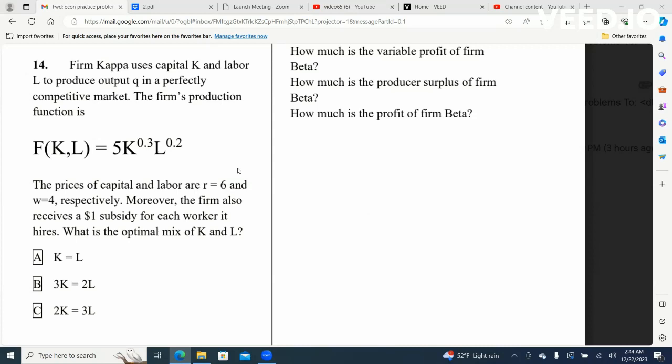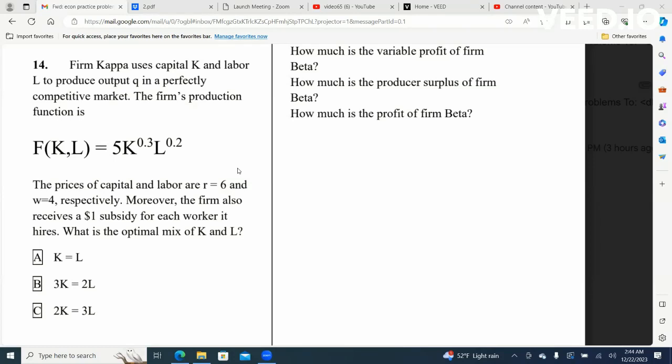So all the repetitive problems, they just introduce tax and subsidy. A tax is added to the wage, and a subsidy is subtracted from the wage. But moreover, the firm also receives a $1 subsidy for each worker it hires. It gains $1 back for each worker, so the amount of money we pay to each worker, we subtract 1. Therefore, that W becomes a 3.